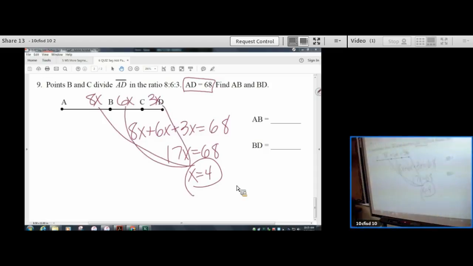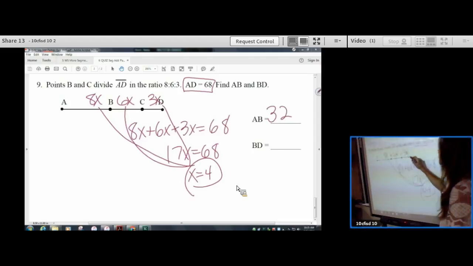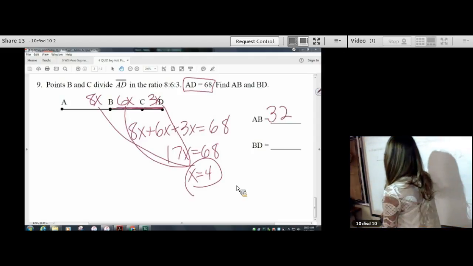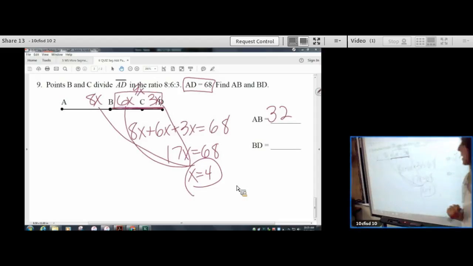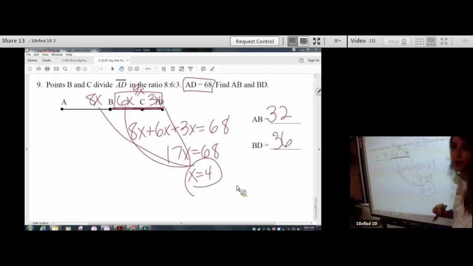So 8 times 4, 32. And then to find BD, we could add it up. 6, 7, 8, 9. BD is 9 parts. 9 times x. So then 9 times 4 is, of course, 36.